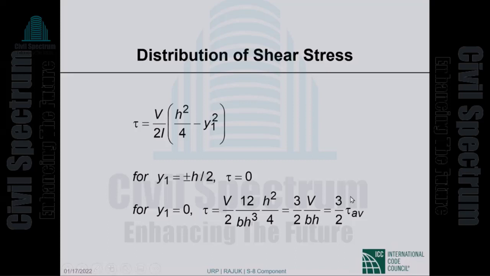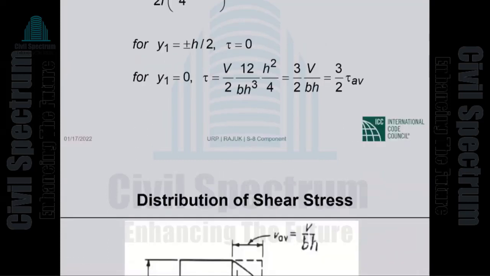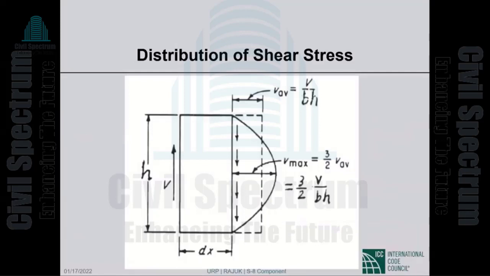So quite a few important conclusions. The horizontal shear at any level is VQ over Ib, the expression that we all know. We kind of derived it from first principles. At the top and the bottom of the beam, shear stress is 0. At the neutral axis, the shear stress is the maximum, and it is equal to 1.5 times the average shear stress. Okay? So this is kind of the overall picture.